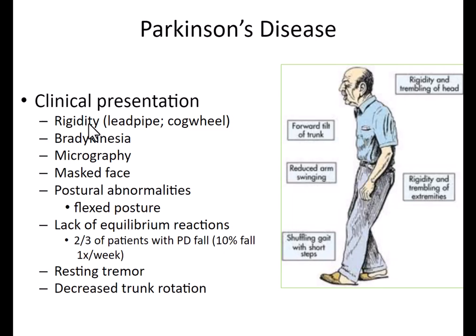They may or may not present with a resting tremor, and this is very different than a cerebellar disorder, which is going to have an intention tremor. Parkinson's patients don't need to be moving to have the tremor. It's just always there. Commonly it can be a pill-rolling tremor, seen in the hand. And then finally, they have decreased trunk rotation due to the stiffness of their trunk.